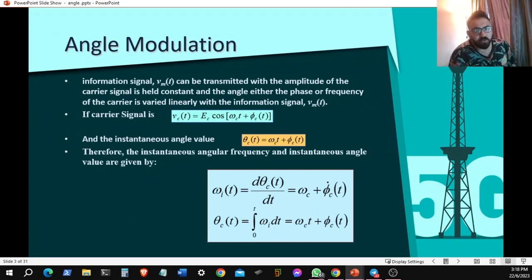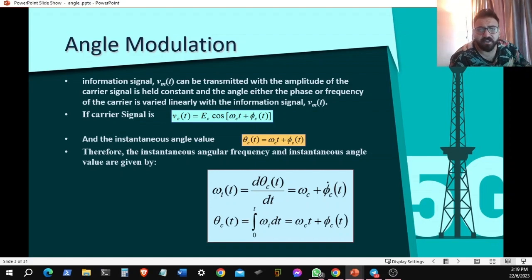The information signal, which represents vm(t), can be transmitted when the amplitude of the carrier signal is held constant, and the angle, either the phase or frequency of the carrier, is varied linearly with the information signal vm(t). And we have to notice that it's mentioned that it varies linearly.